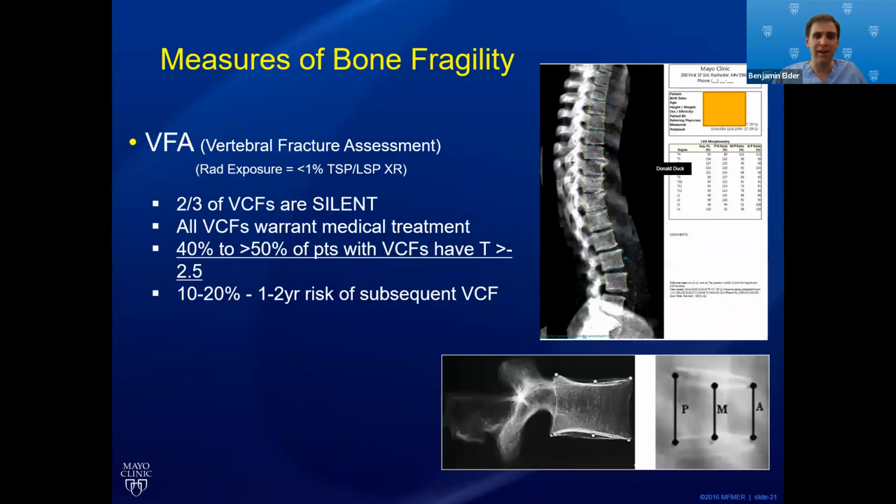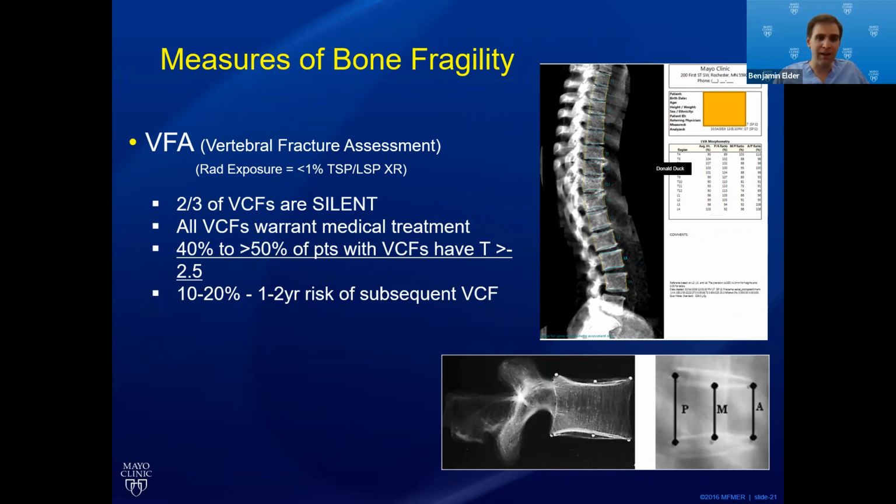The VFA is a test really to look for fragility fractures. This is a very low radiation image that gives you a snapshot of the spine to look for compression fractures. It has about 1% of the radiation of typical lateral T-spine and L-spine X-rays. About 2/3 of all vertebral column fractures are actually silent, and the patients don't even know about them. But really, all of these that are from a low impact mechanism warrant medical treatment or at least workup for it.